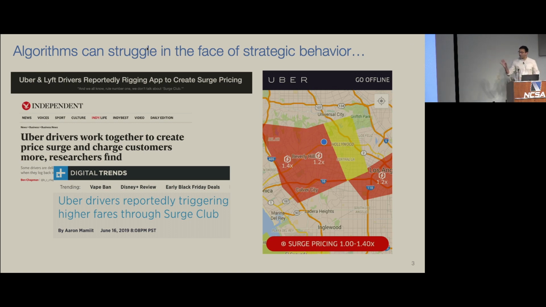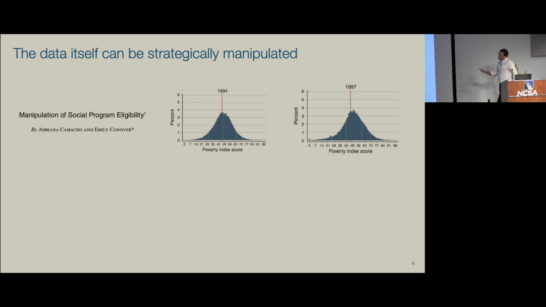And this happens all over the place. I was on vacation in Europe, and one person told me not to use Ubers because drivers are messing with the algorithms all the time, which I thought was really funny because it was just someone on the street telling me that.